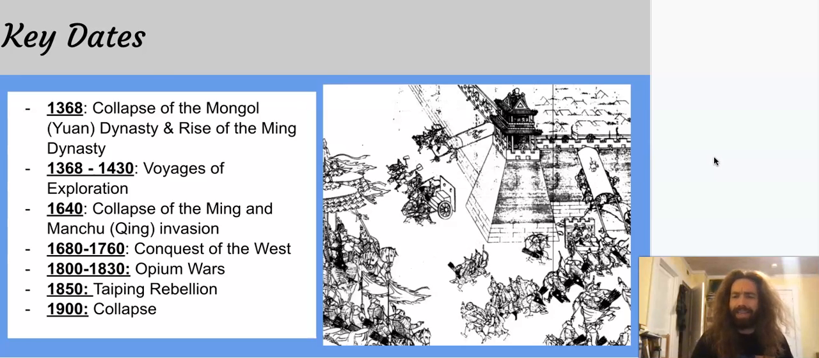And around 1900, after suffering at the hands of European colonizers for about a century, the Qing Dynasty finally collapses, and China then goes through a 50-year period of invasion and civil war before the Chinese Communist Party finally emerges victorious. So that's a big overview of the fortunes of the Ming and the Qing Dynasty. Let's move on from there to look at a map.